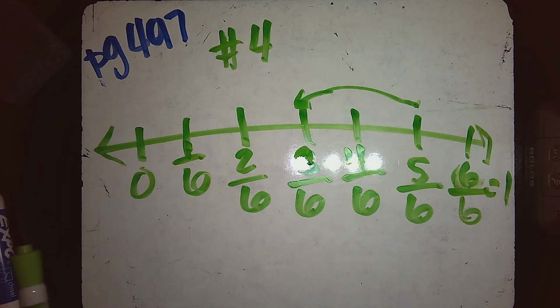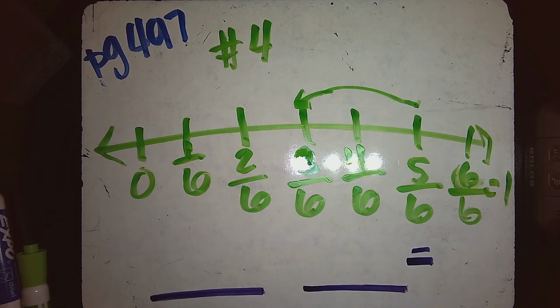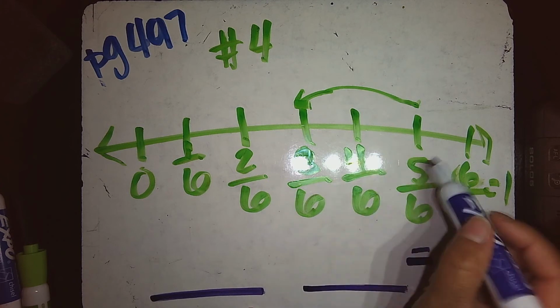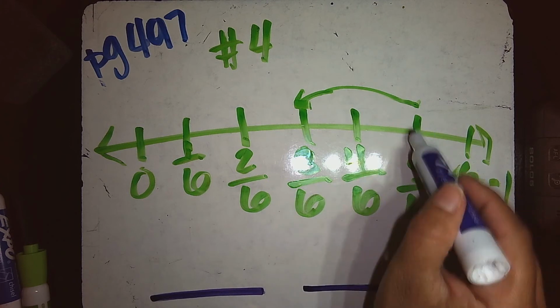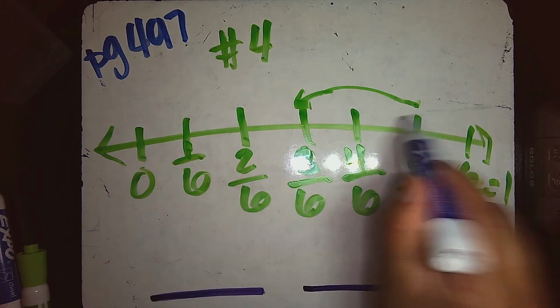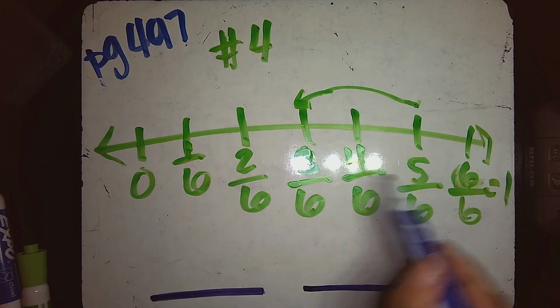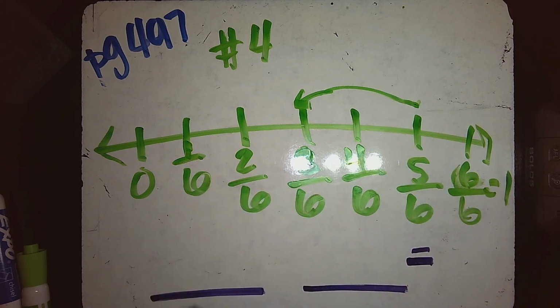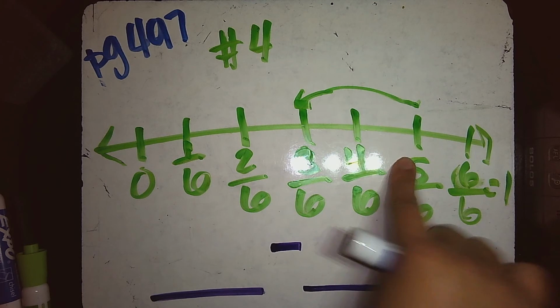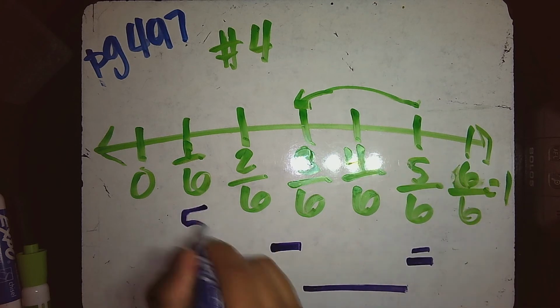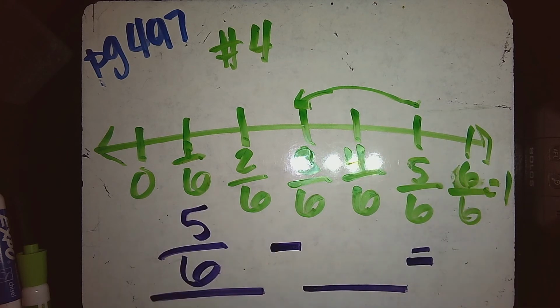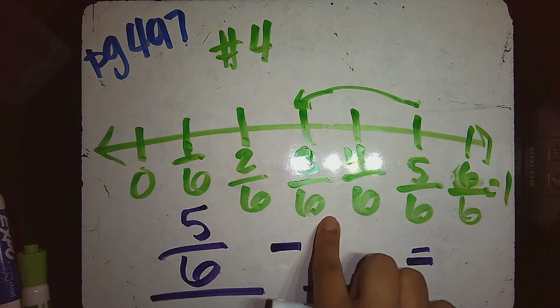Okay, so now it's asking me to write an equation again. So from here to here, I need to find what happened. So I know that on this number line, I am going to the left rather than to the right. And if I'm going to the left, my numbers are getting smaller. So this tells me that my problem is going to be a subtraction problem. Okay, and where I started is 5/6, and where I ended is at 3/6.